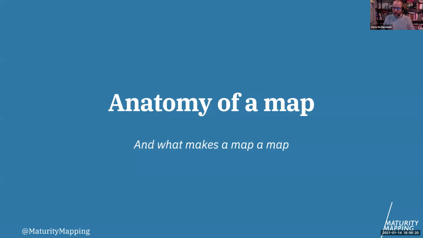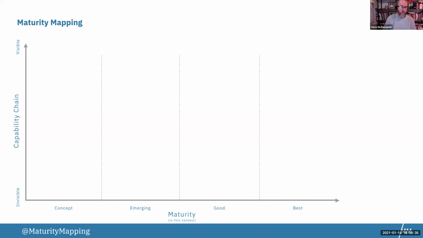So I've gone through a story. I've told you a story about the organisation and presented some maps in that organisation. What I want to do is reflect back on a map: what makes a map, and what makes maturity maps. So what you have is an X and Y axis. The X-axis shows us the maturity in context. And the Y-axis is our capabilities, the capability chain that exists, and how visible that is to the needs and the customer whose needs this set of practice and capabilities serve.